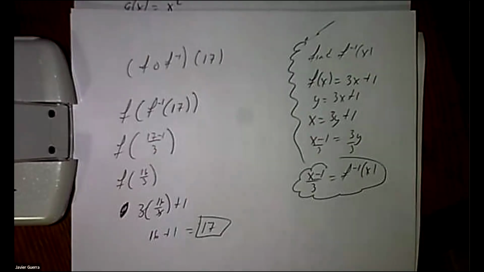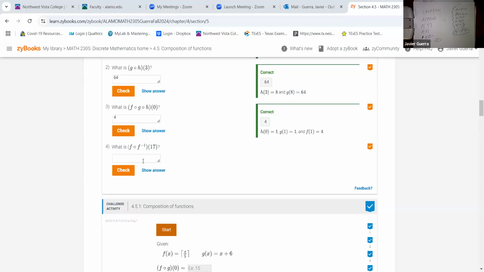So what did the instructions say? What is f composed of f inverse of 17? That has to be 17. Awesome.